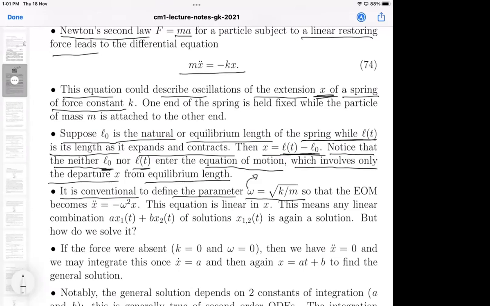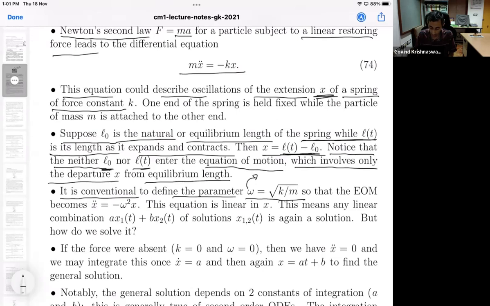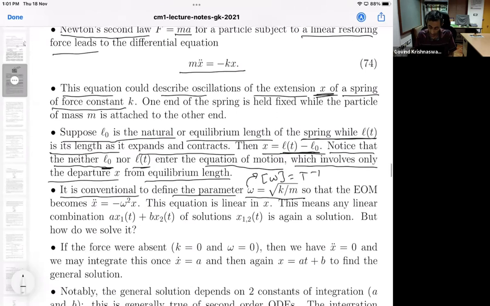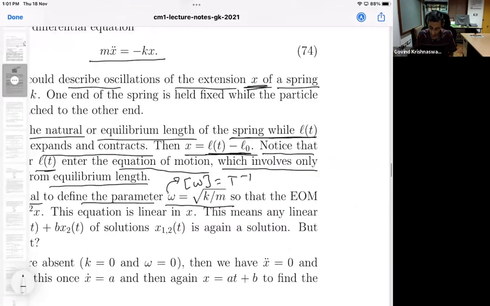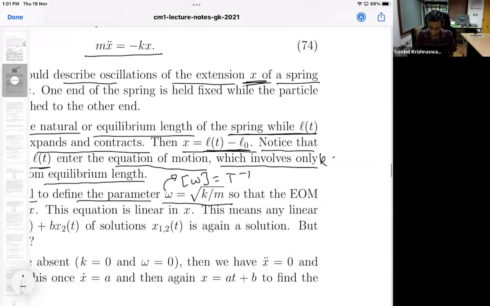Time inverse. That's right. The dimension of omega is an inverse time. That is easy enough to see. Recall that k had dimensions of force per unit length, and m is of course mass. And therefore, k upon m will have the dimensions of force, which is mass times acceleration, LT^-2, upon length, upon mass.